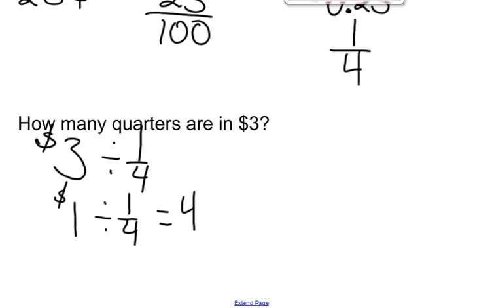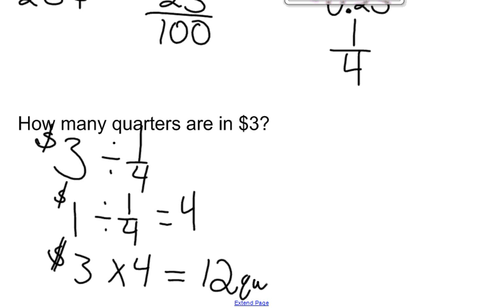So we have that idea. From here, then, we can apply this idea. If there are 4 quarters in $1, then in the end I'm going to take my $3 and multiply by 4, because there's 4 in 1, so now I want 3 times 4 to figure out how many quarters are in $3, and I'm going to get an answer of 12 quarters.